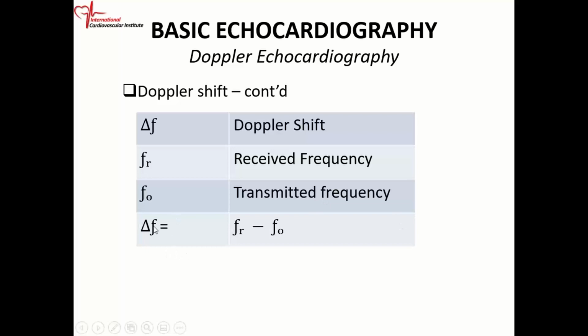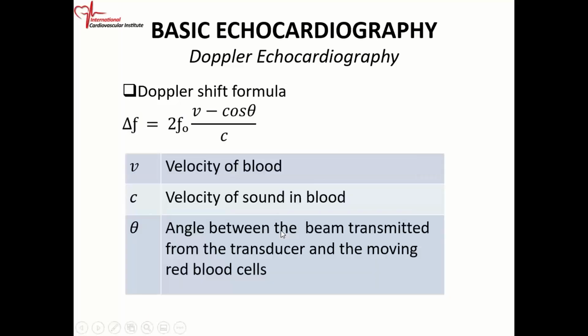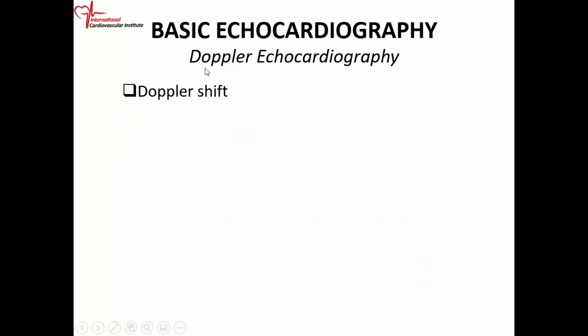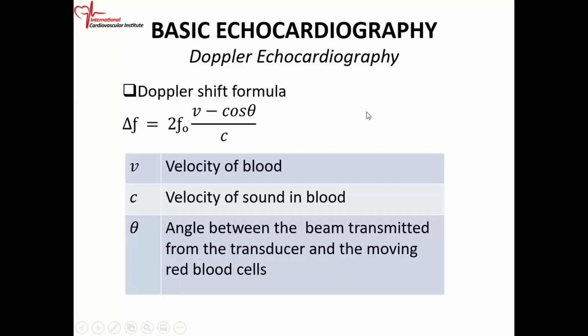The Doppler shift equation is the received frequency minus the transmitted frequency. And then further characterizing the formula, you can say the Doppler shift is equal to 2f naught, which is the transmitted frequency, times v cosine of theta over c, where v is the velocity of blood, because the transducer is going to look at the movement of blood, and c is the velocity of sound in blood. So this is essentially the Doppler shift formula or equation.